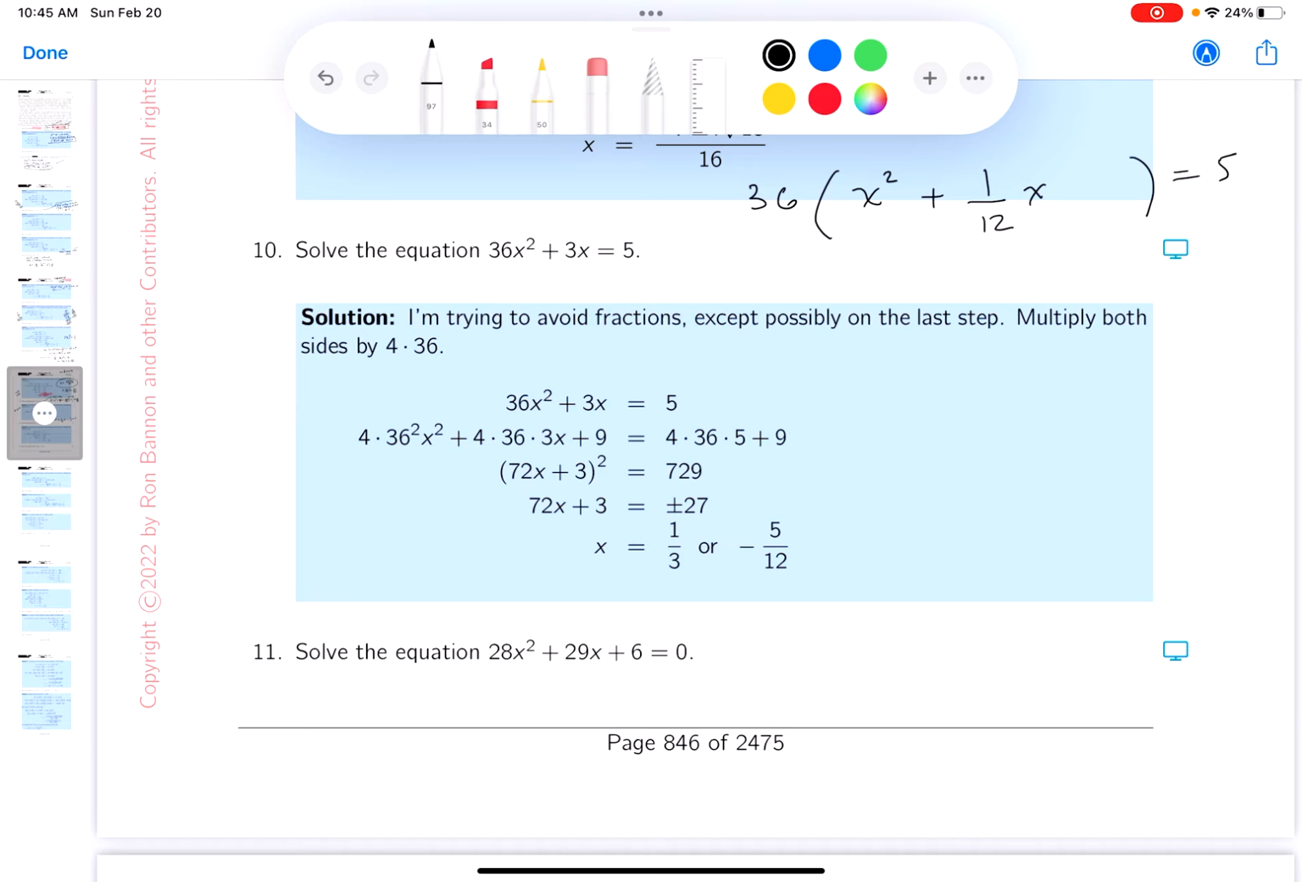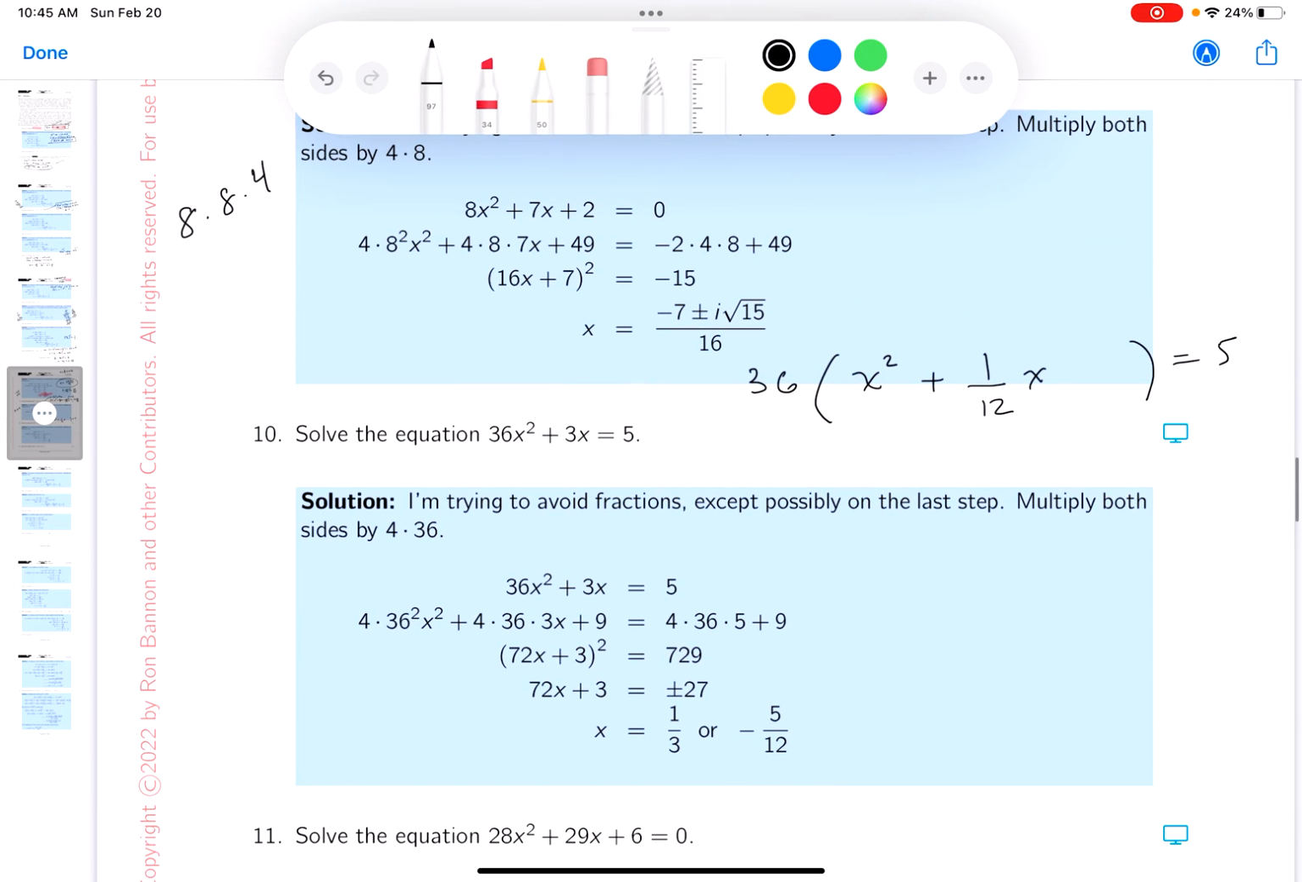That's a 5. What am I going to do now? Well, I get to take half of 12, which is, well, if I took half of that, that's going to be 24, right? Let's not worry too much about that. That's half of that number. I got to square it. So what's that going to be? Plus 1 over 24 squared, right? So I'm going to multiply that by 36, because then I'll know what to add to both sides.